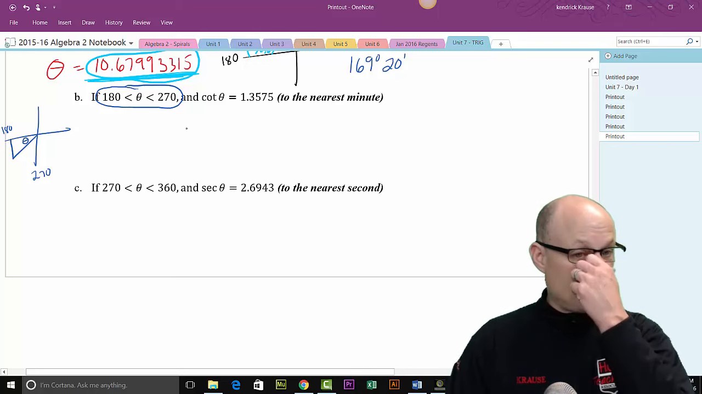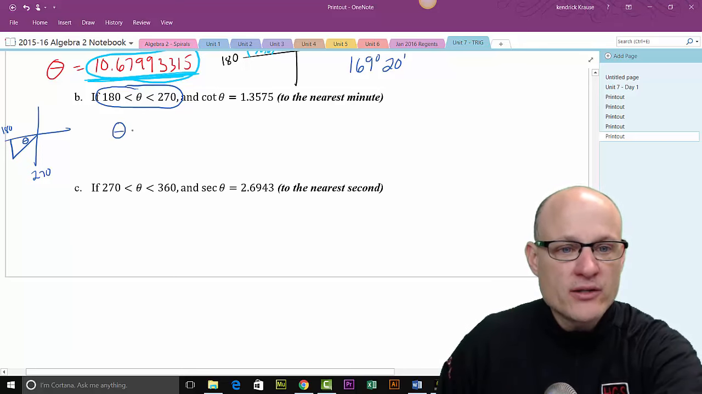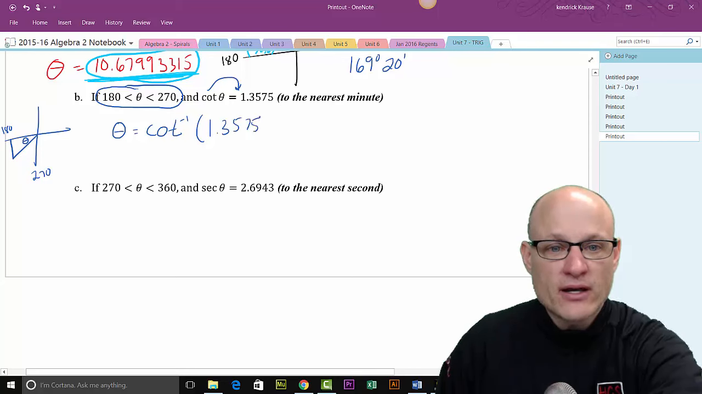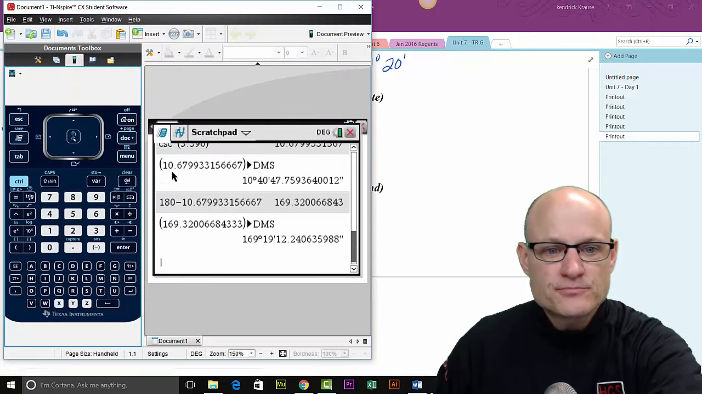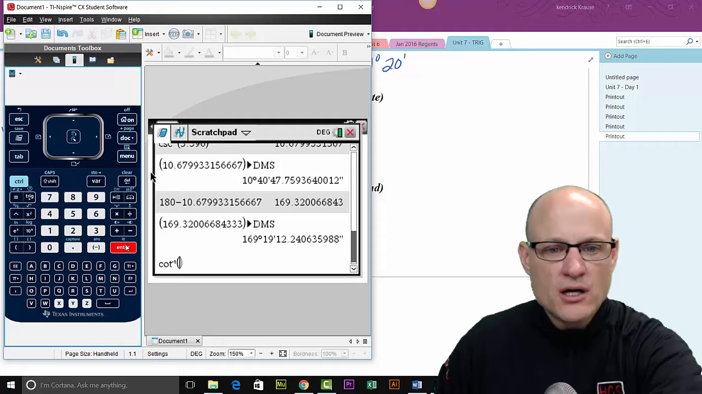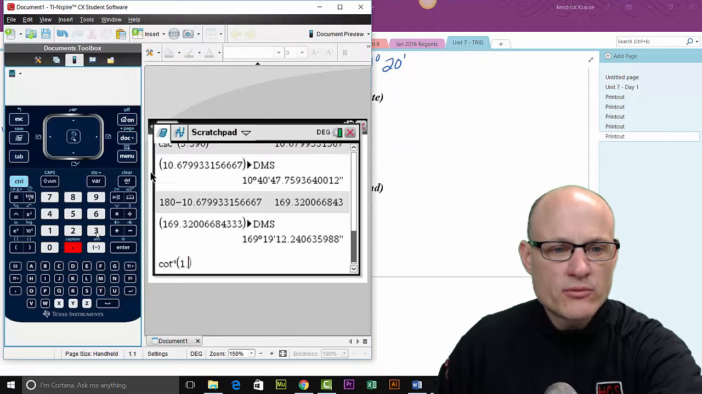So I'm going to say, okay, theta is equal to inverse cotangent, because remember, we're going to slide this over, inverse cotangent of 1.3575. So I go, okay, theta is equal to inverse cotangent of 1.3575. So I'm going to get an angle of 36 degrees.